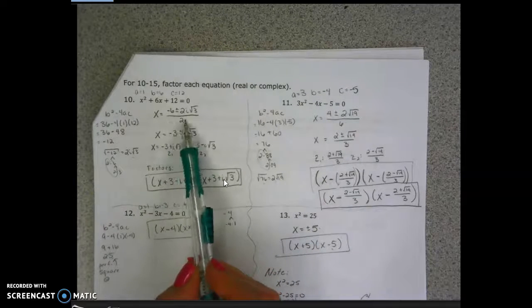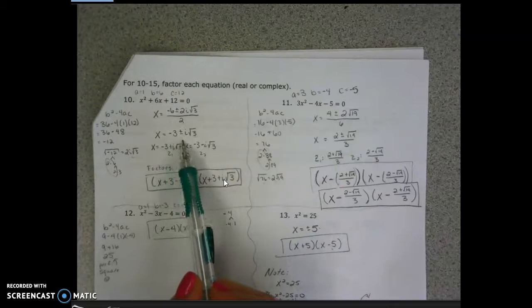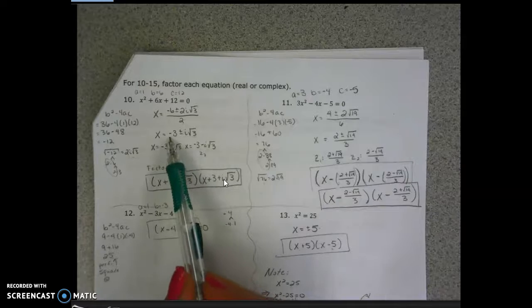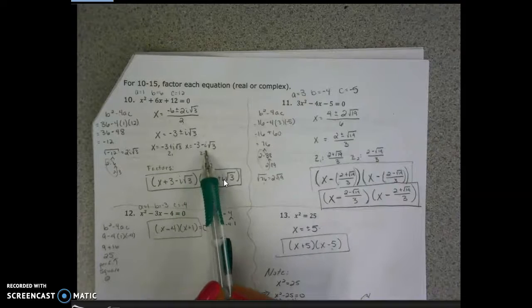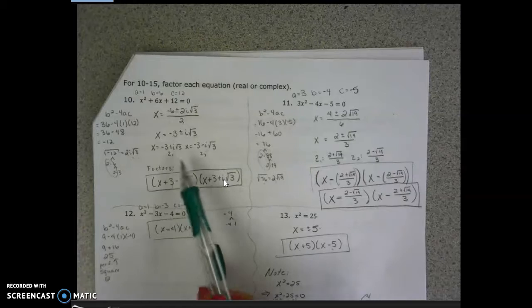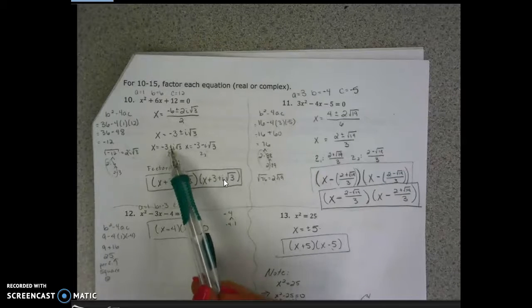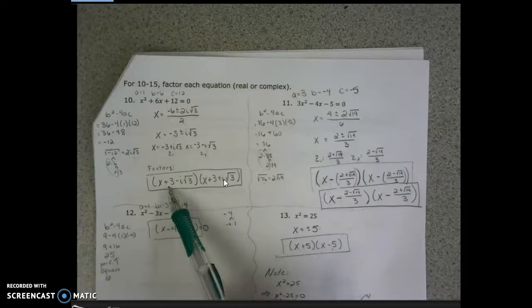So I use the quadratic formula to find the solutions. Negative 3 plus or minus i root 3. Remember, negative 3 plus i root 3 is z1. Negative 3 minus i root 3 is the other solution, or z2. And then factors are x minus z1, x minus z2. Remember, minus the negative 3 is going to flip to positive 3.